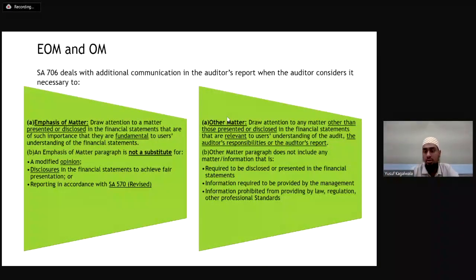When we compare with other matters, those are matters which are other than those presented or disclosed in the financial statements. So if anything is presented in the financial statements, it should go either in emphasis of matter, or if required, maybe a qualification. But other matters are such things which are not in the financial statements. But they might be relevant to the users, not fundamental. They are relevant. The users might get additional information if they check these items.